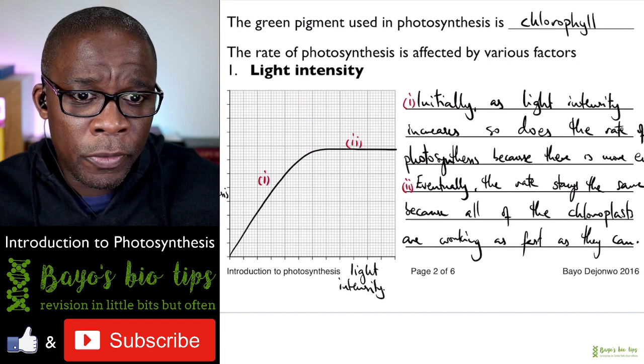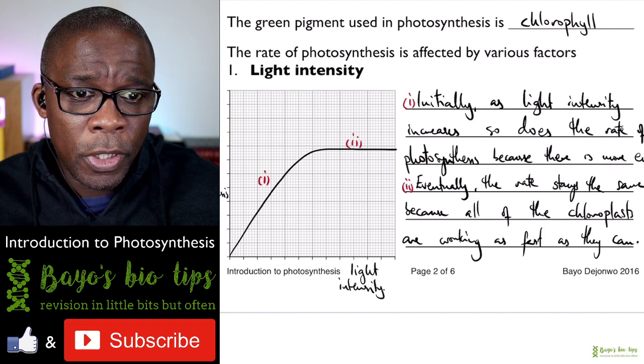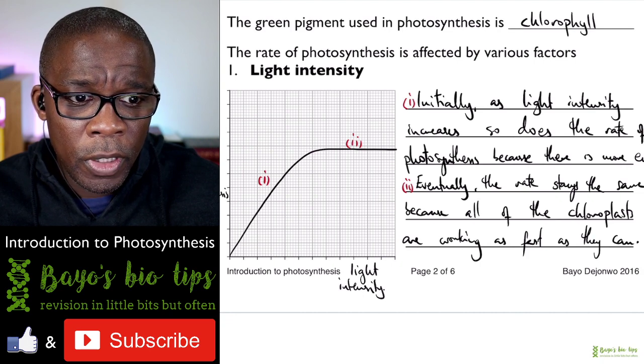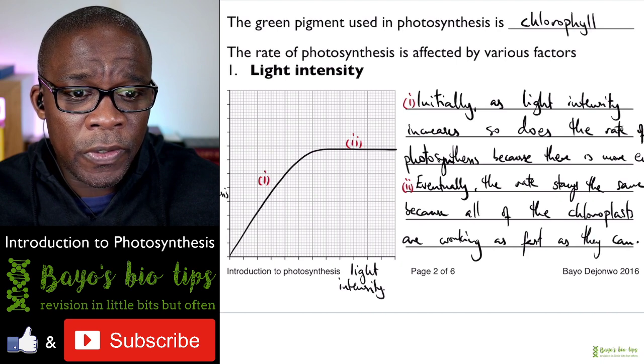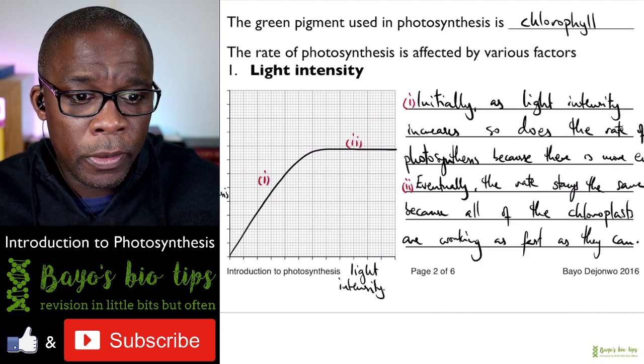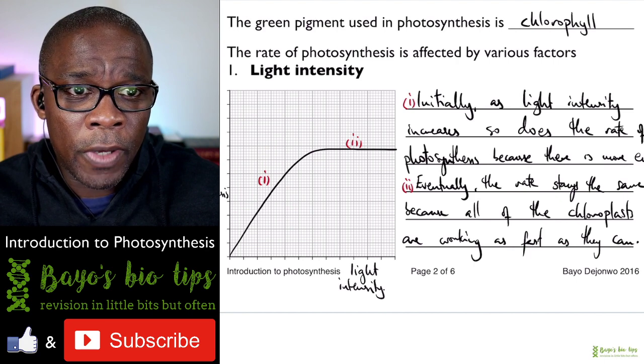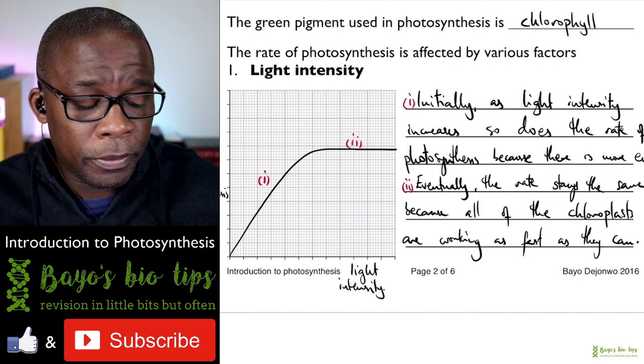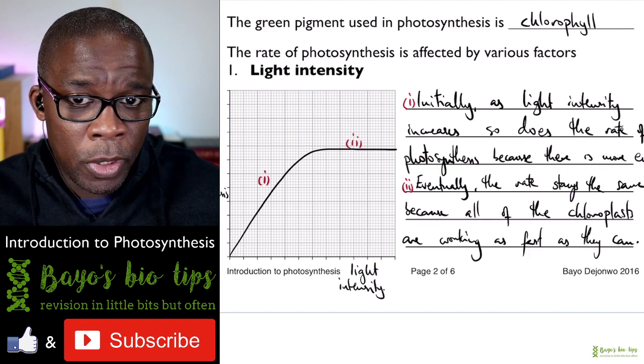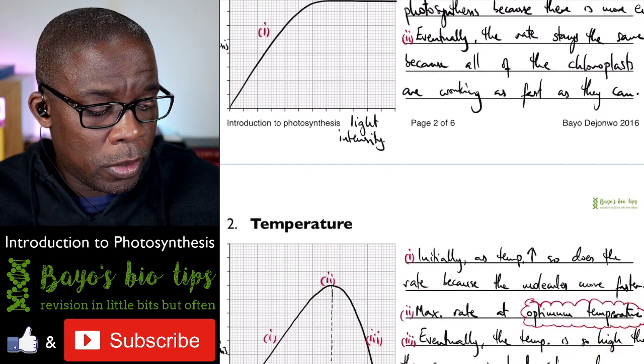So I'll give you a few more seconds to read through that and to write it down. Actually, I'll read it out to you. So initially, as light intensity increases, so does the rate of photosynthesis, because there is more energy available. Eventually, the rate stays the same, because all of the chloroplasts are working as fast as they can, whilst the other substances or the other factors involved are kept the same. So that's the relationship with light intensity. Let's look at temperature.